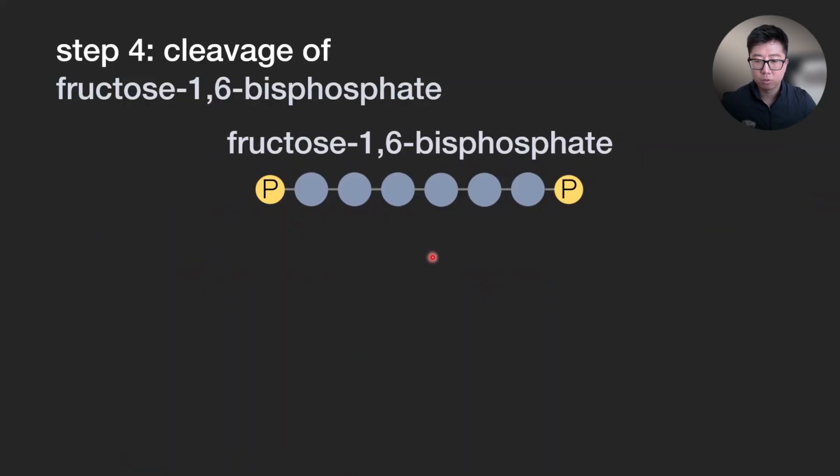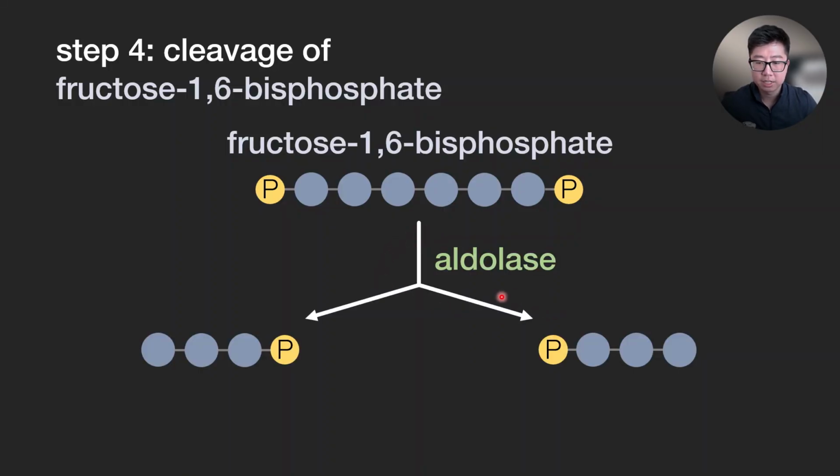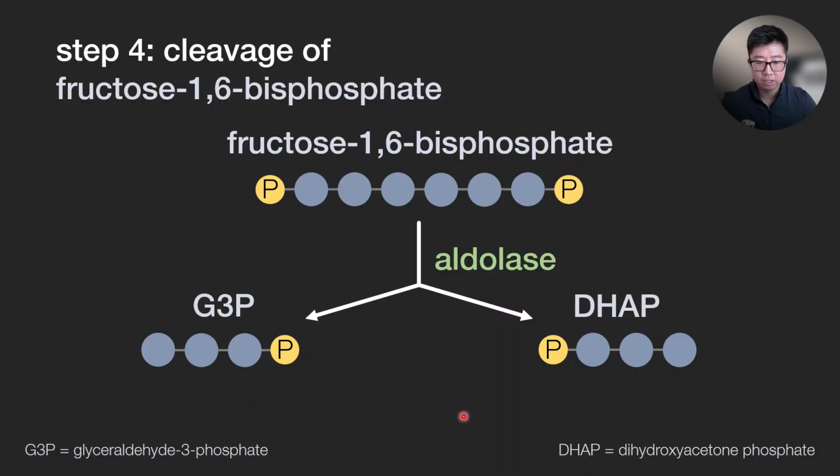Having said all that, what we're left with at the end is the formation of fructose 1,6-bisphosphate. This molecule now has phosphate groups on both ends, which makes it more chemically unstable and ready for the next step. So in step 4, this molecule undergoes cleavage, and this reaction is done by an enzyme called aldolase. Essentially, we're taking this 6-carbon molecule and splitting it into two 3-carbon molecules. These two products are glyceraldehyde 3-phosphate, or G3P for short, and dihydroxyacetone phosphate, or DHAP for short.